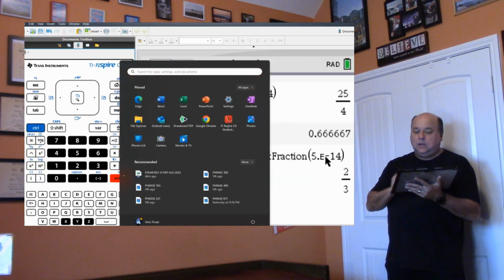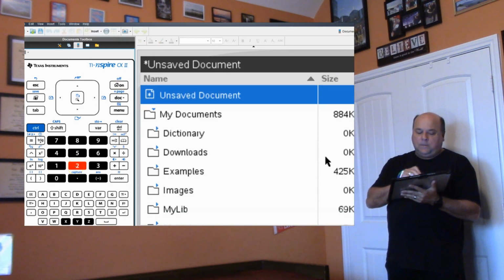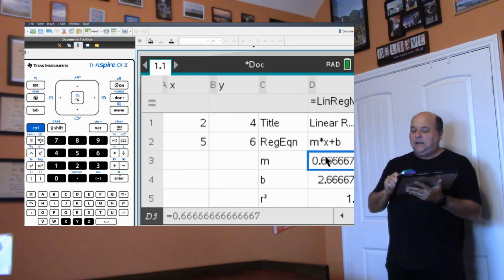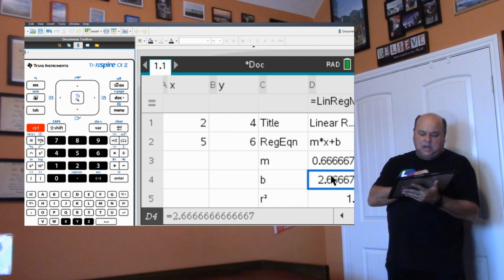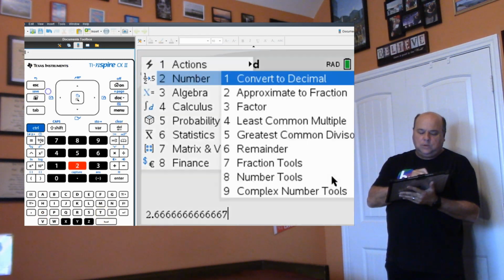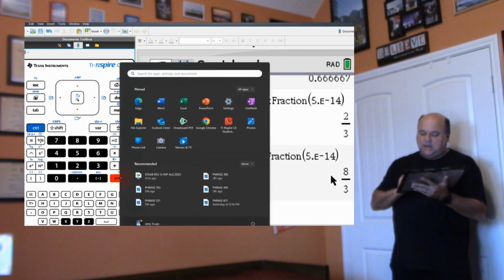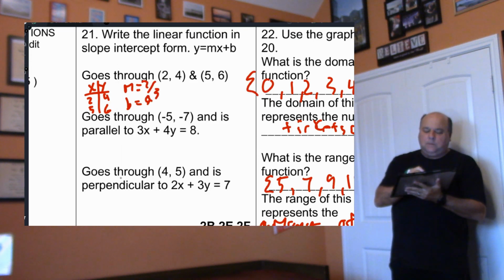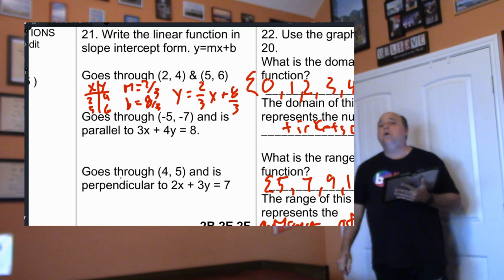I'm going to show you how to get to it. So I need to hit home. I'm going to hit browse. And I want my unsaved document. Hit enter. And I get it again, don't I? Put your blue dot there, and we're going to copy and paste. Control C copies. Hit home, A. Control V paste. And then menu 2, 2, enter. Menu, number, approximate to fraction, enter. And I get 8/3. So my y-intercept is 8/3. So my b is going to be 8/3. So the answer is going to be y equals 2/3x plus 8/3.